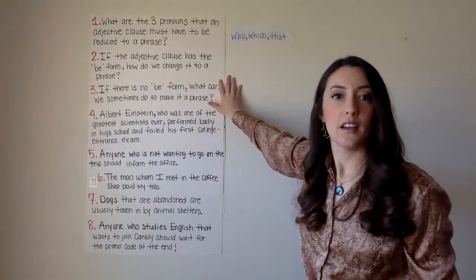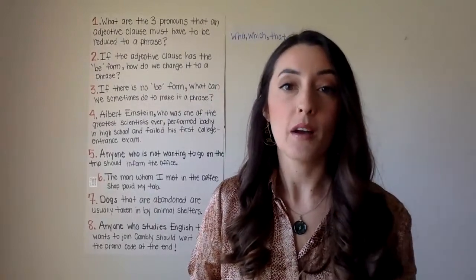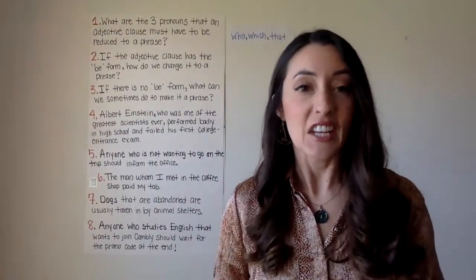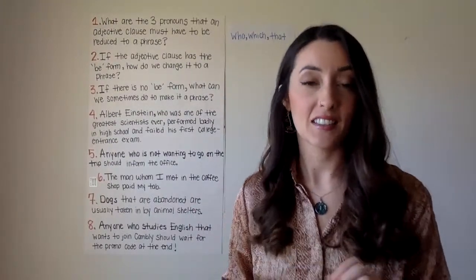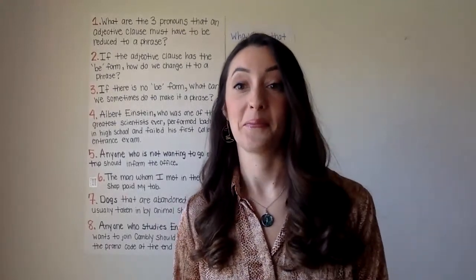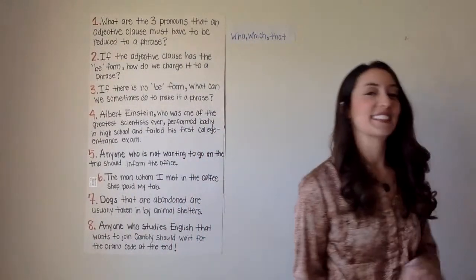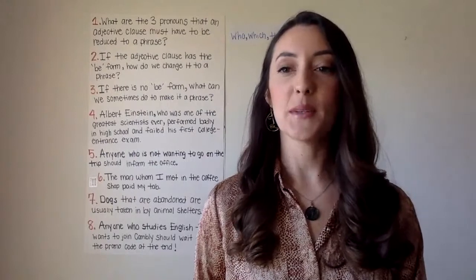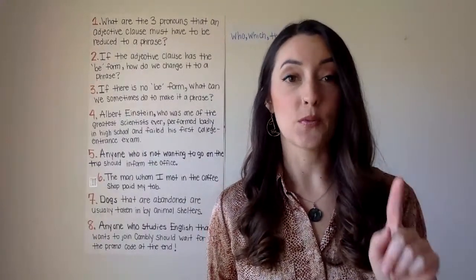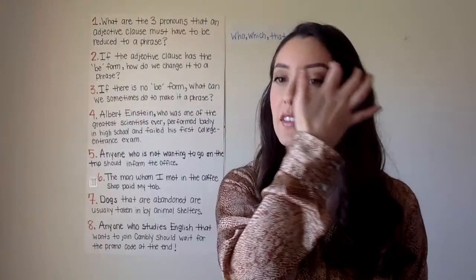Okay, number 2. Number 2, if the adjective clause has the be form of the verb, how do we make it a phrase? If it does have the verb be in it, how do we make it a phrase? What's the rule? Good job. I already see some right answers. What do we need to do to make it a phrase? If we do see the verb form of be, if it does have it. Remember rule number 1? What was rule number 1?